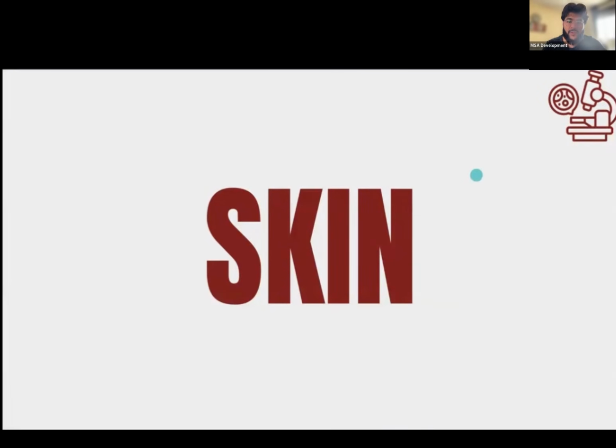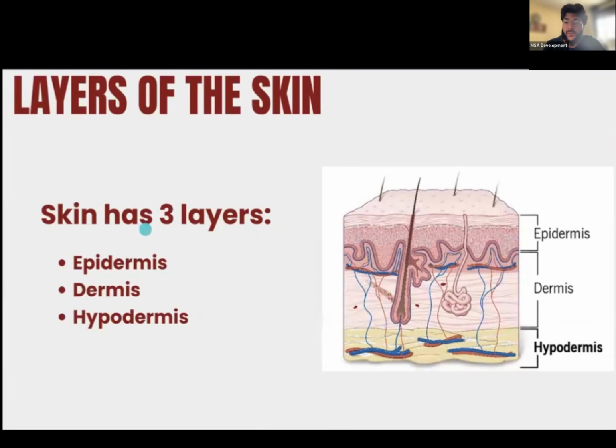Okay, so now let's talk about the skin real quick. What you need to know about the skin is that the skin has three layers. It has the epidermis, the dermis, and the hypodermis. Epidermis is your outermost layer. It is avascular. It is made up of your keratinocytes.